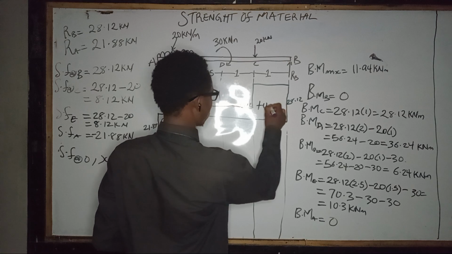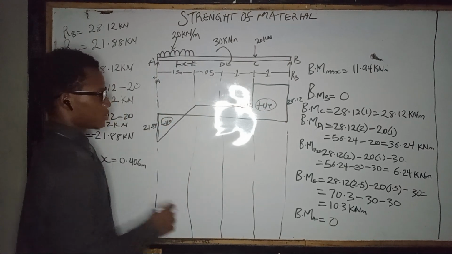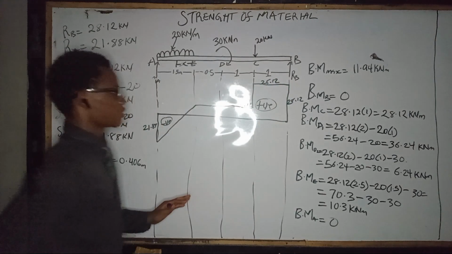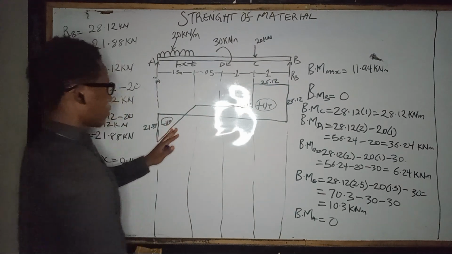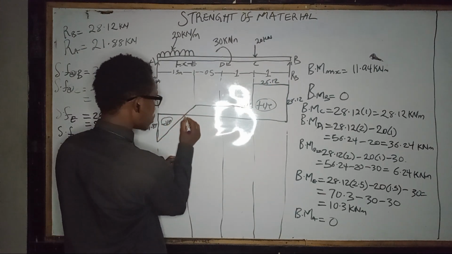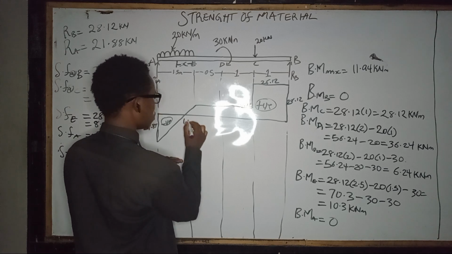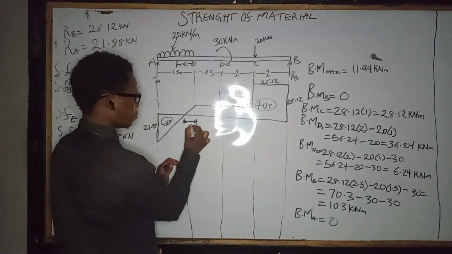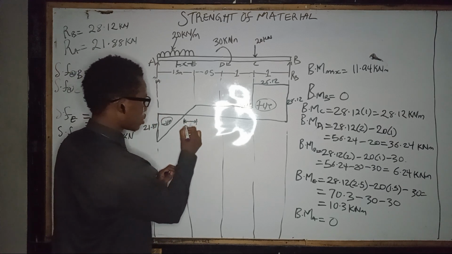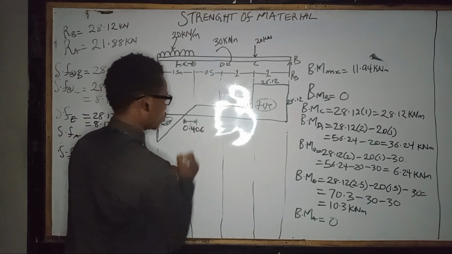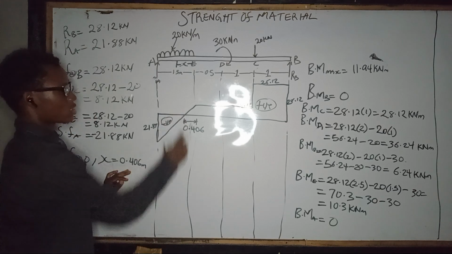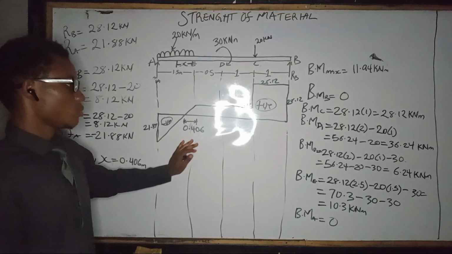This will be positive. So this is our shearing force diagram. Let me write it here. 28.12 is this point right here. So now this is our positive and this is our negative. And the distance between here and here would be equal to 0.406, which is the distance that we measured here where x is equal to 0.